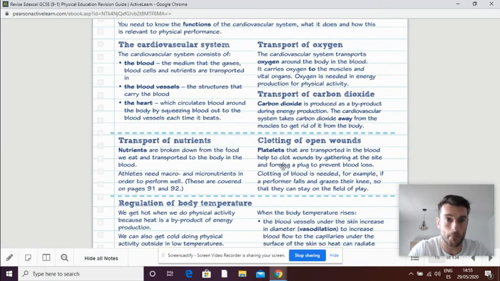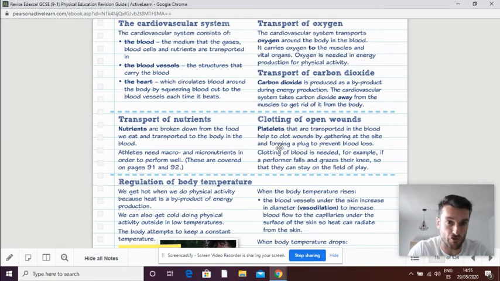Okay, it also will transport nutrients. So nutrients are broken down from the food we eat and transported to the body in the blood. Athletes especially will need more macro and micronutrients, which we'll look at in further revision lessons, but they will need these to fuel. So glucose, proteins to recover. Fats can also be used as an energy source. So these are transported in the blood, which is part of the cardiovascular system.